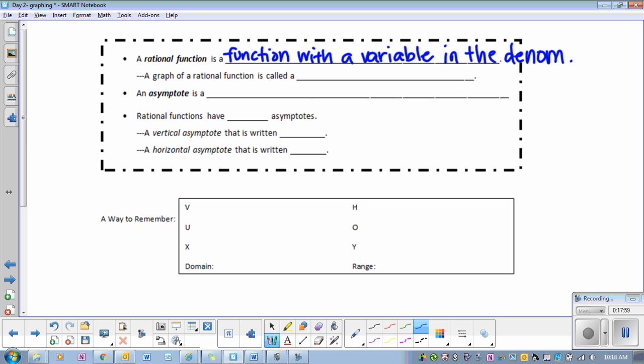So a rational function is a function with a variable in the denominator. So on the bottom of your fraction, you're going to have an x or a y, one of those, an unknown. So a graph of a rational function, those two little curvy graphs, is called a hyperbola.